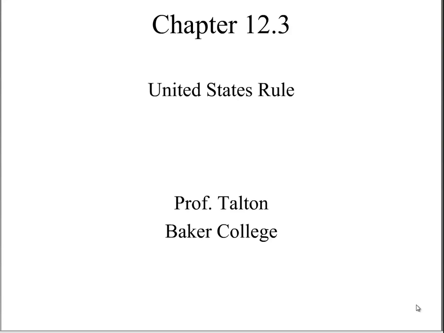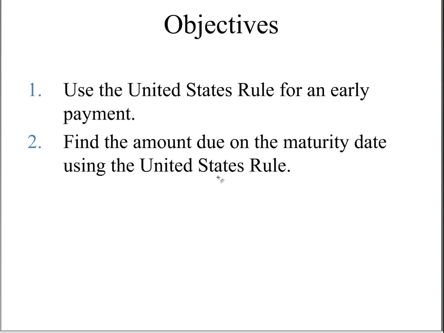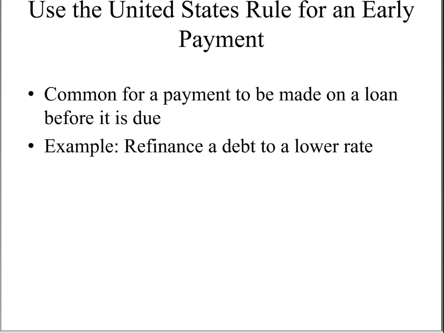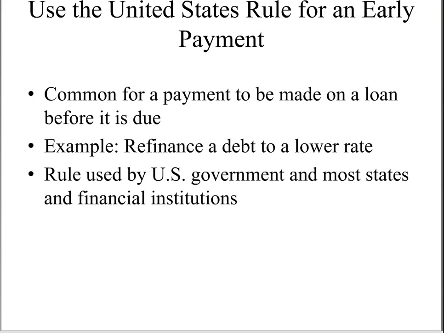Alrighty, so today I'm going to talk about the United States rule. We use the United States rule for early payment, and we're also going to use it to find the amount due on the maturity date of a loan. It's common for payment to be made on the loan before it's due. Some examples are when you refinance a debt to a lower rate.